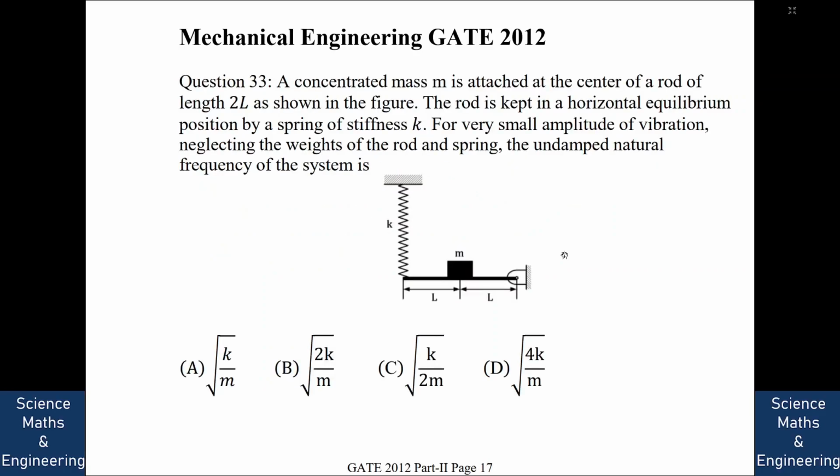A concentrated mass M is attached at the center of a rod of length 2L as shown in the figure. The rod is kept in a horizontal equilibrium position by a spring of stiffness K. For very small magnitude of vibration, neglecting the weights of the rod and the spring, the undamped natural frequency of the system is, so you need to find out the natural frequency of the system. As we have a weight here, it will have a small displacement. So let us see how we can find out this natural frequency.